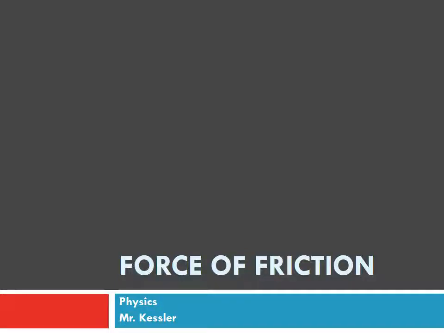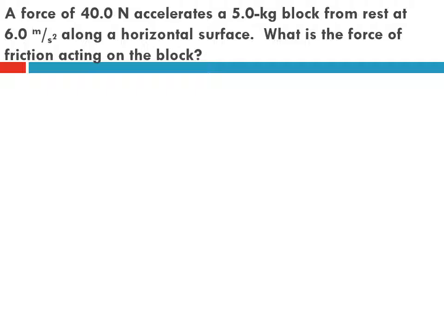In this PowerPoint, we're talking about the force of friction. So in our first example, it says a force of 40 newtons accelerates a 5.0 kilogram block from rest at 6.0 meters per second squared along a horizontal surface. What is the force of friction acting on the block?